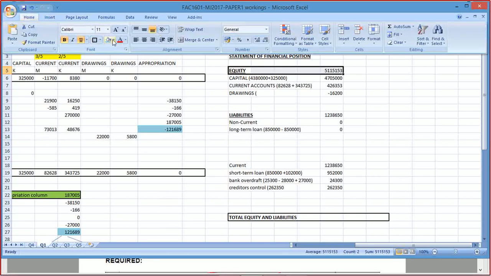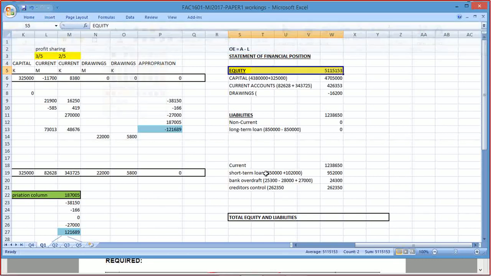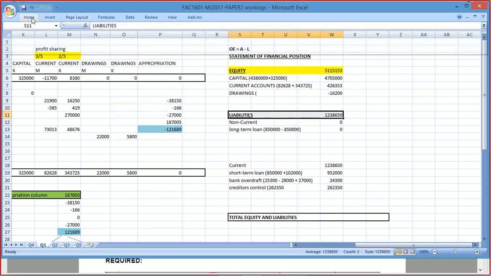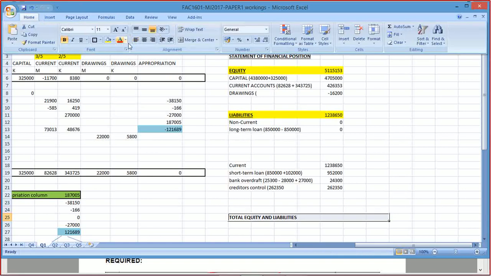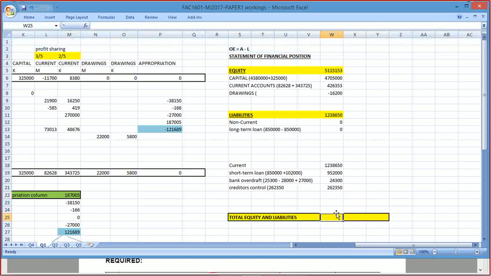Equity here plus liabilities gives you total equity and liabilities. Okay, so this plus that. Oh, come on. This plus that. And that's the total equity and liabilities. That's the total that you would have paid. Right, so quite a bit of disclosure here.